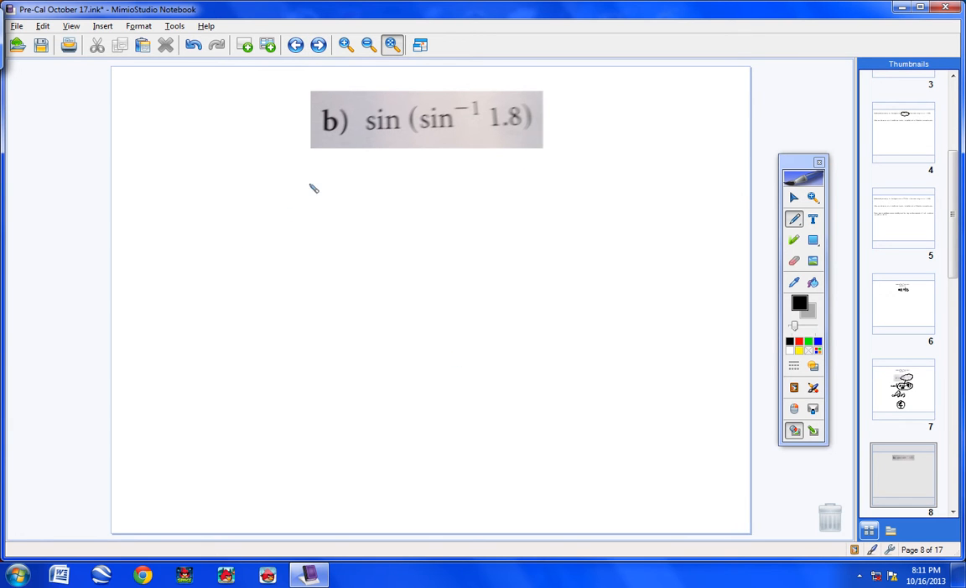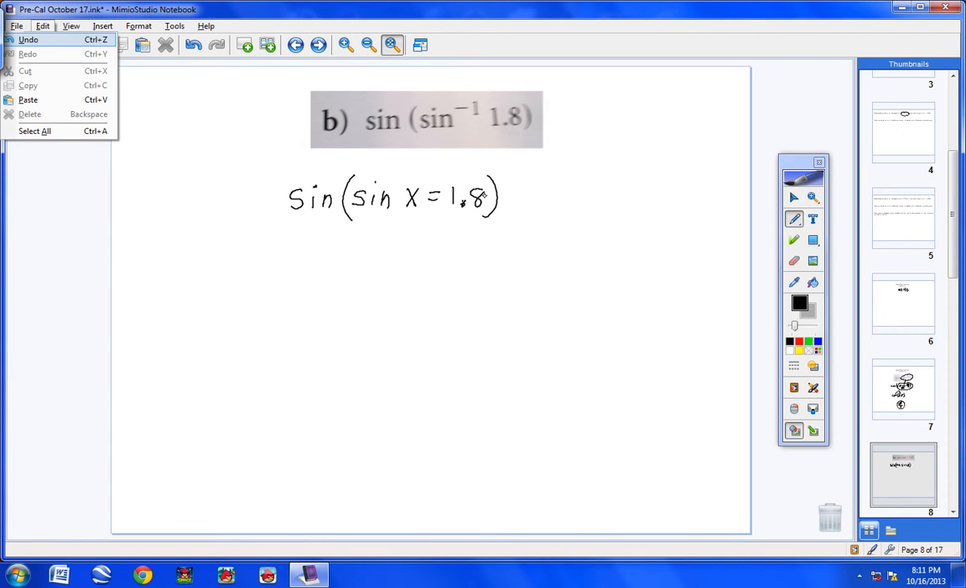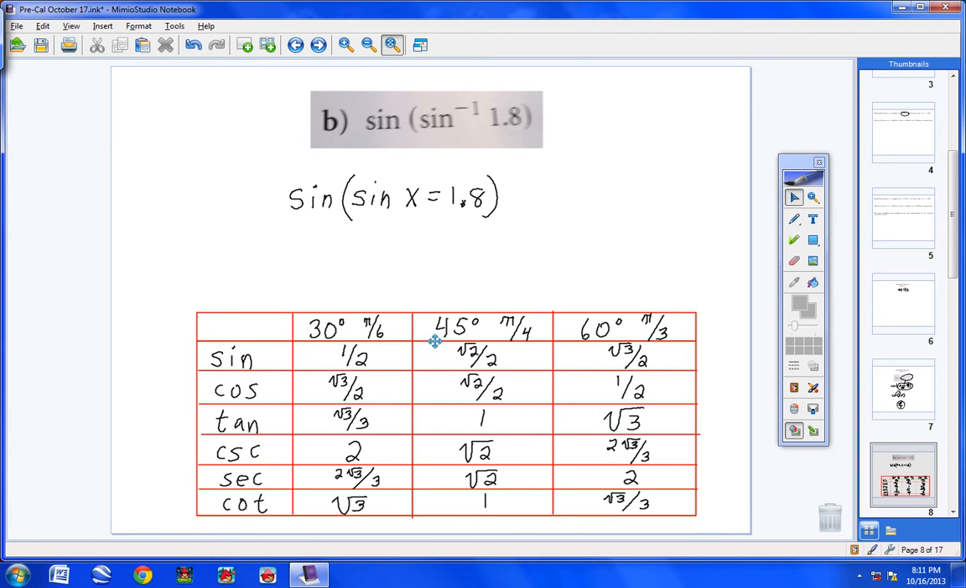Okay, now here we go. First of all, we start inside the parentheses. So we rewrite our inverse function as an equation. So sine of x equals 1.8. Now if you'll look at your table here, you'll find nowhere 1.8. Nowhere. Okay? So the only way we can solve this is with a calculator.